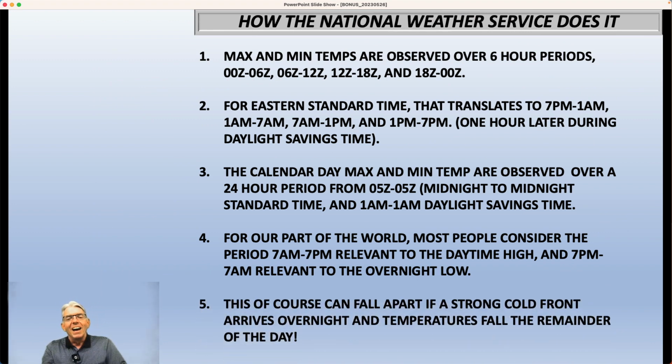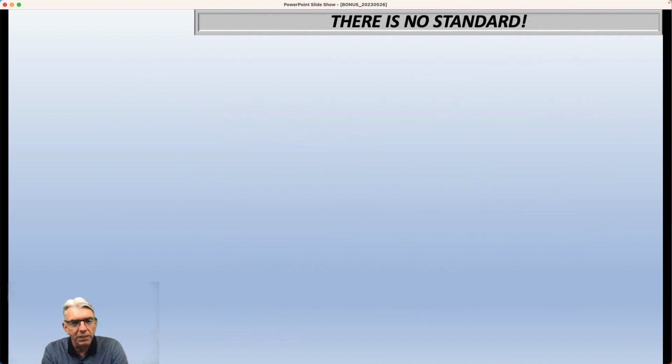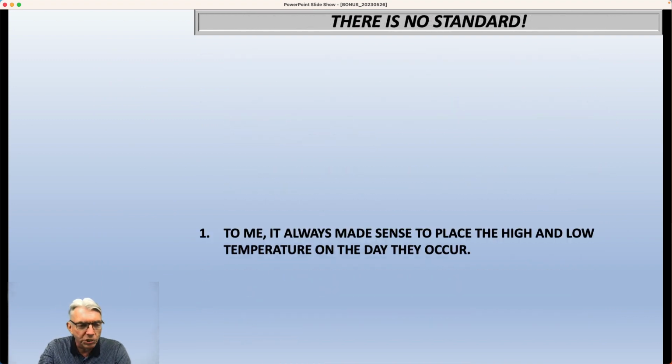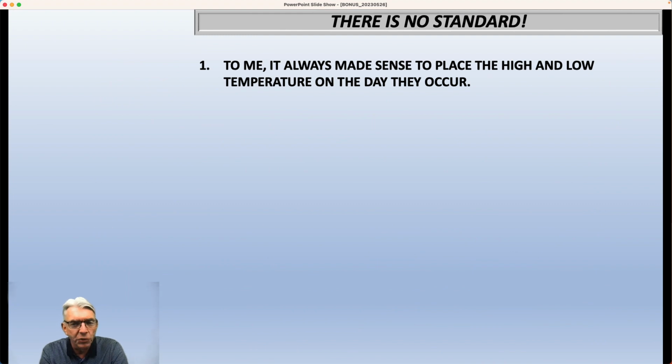I hope. This, of course, can fall apart if a strong cold front arrives overnight and temperatures fall the remainder of the day. And we've seen days like that, where maybe it'll be unseasonably mild at midnight, about 60, and then this big Arctic blast will come through during the overnight period, and the high temperature during the day is nowhere close to what it was at midnight. So the official high for the day goes into the books as that 60 degrees at midnight. So there is no standard. There's no law that says you have to do it a certain way.